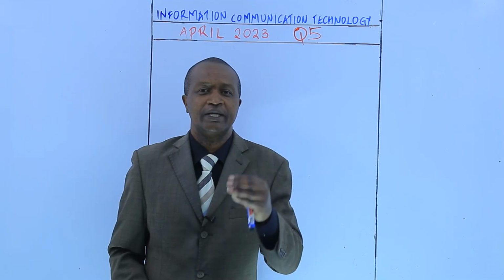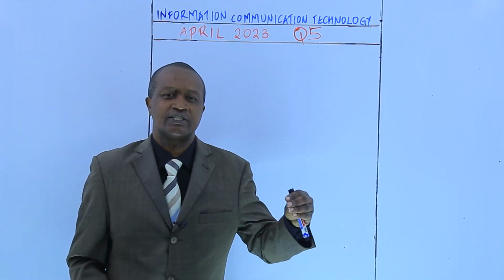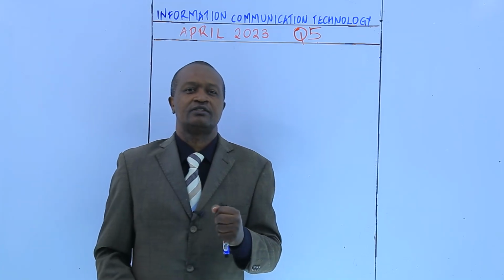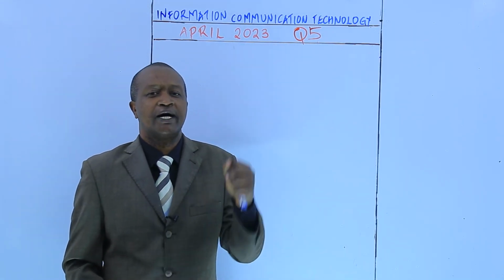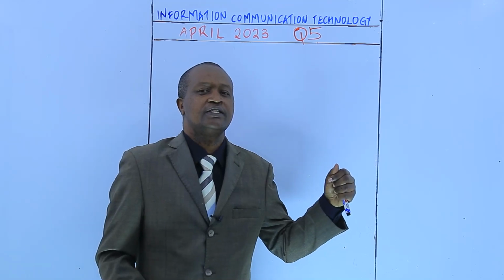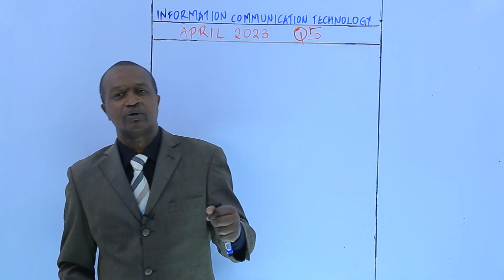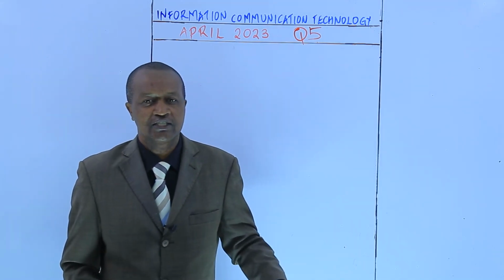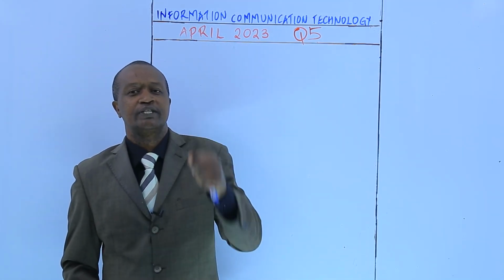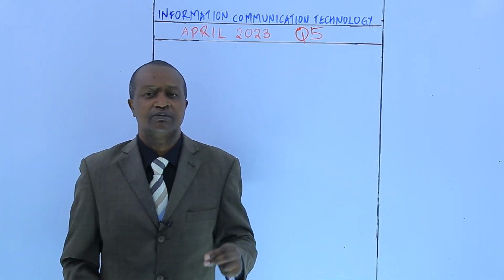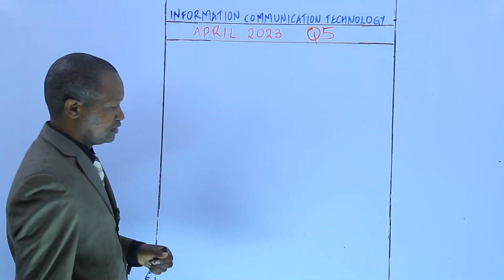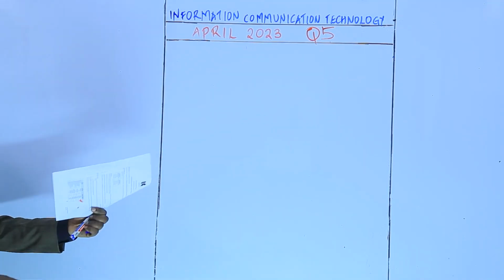Number 4, usability. The design should prioritize usability and user friendliness. Then lastly, number 5, security. The design should incorporate robust security measures to ensure confidentiality. In other words, to protect the confidentiality, integrity, and availability of the information system. So those are 5 objectives. Number 1, efficiency. Number 2, accuracy. Number 3, scalability. Number 4, usability. Number 5, security. So let us put the objectives down.